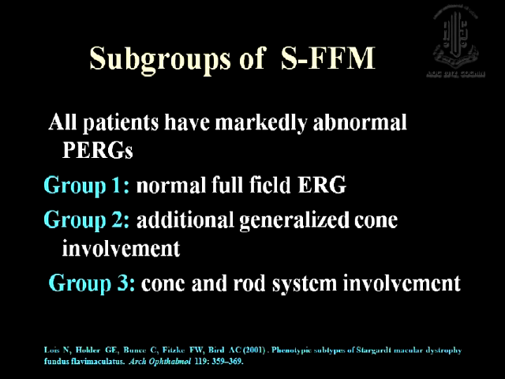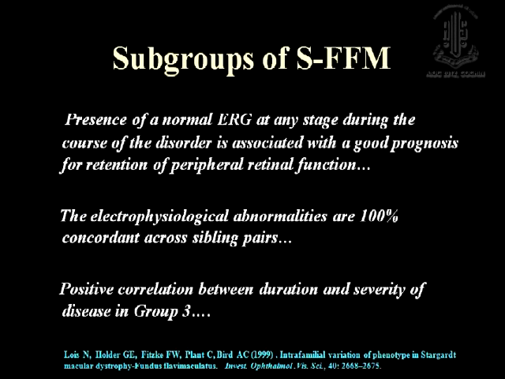Group 1 has normal full field ERG, Group 2 has additional generalized cone involvement, and Group 3 has cone and rod system involvement. So what happens in Stargardt's, this is a very important message. Presence of a normal ERG at any stage during the course of the disorder is a very good prognostic indicator for retention of peripheral retinal function. So it's very important information that you can give to your patients.